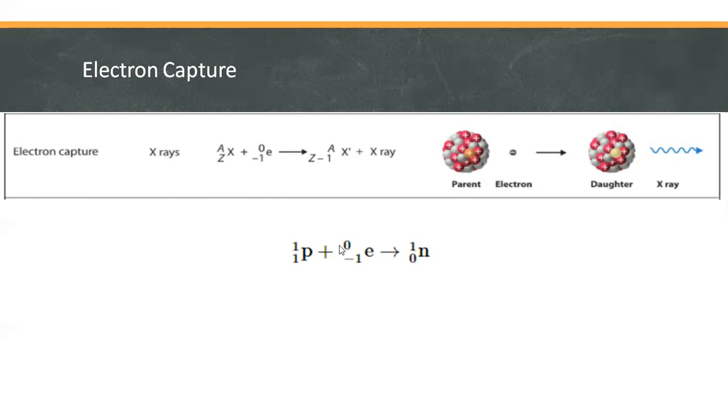When an electron from an outer shell moves to take the place of the lower energy electron that was absorbed by the nucleus, an X-ray is emitted. Therefore, the overall reaction for electron capture is this.